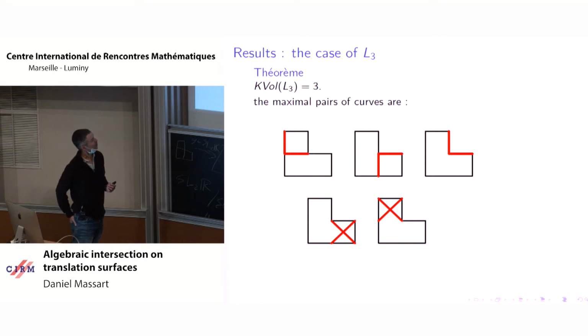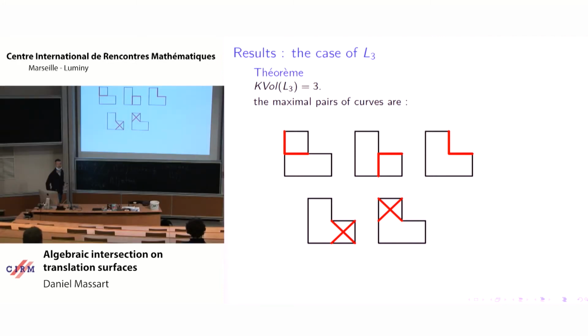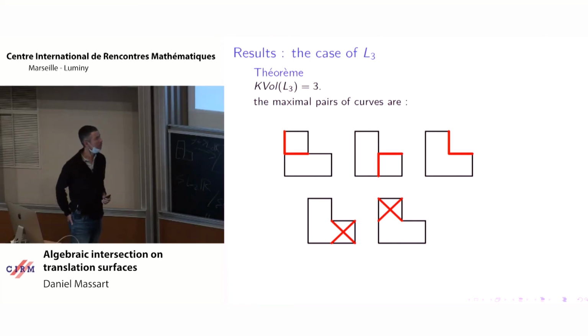Okay. So you are saying that I should specify the order of the pairs, maybe? So in general, what do you expect if there are several pairs of curves? No, in general, I expect only one. This surface is special because it has many symmetries, many self-isometries actually.